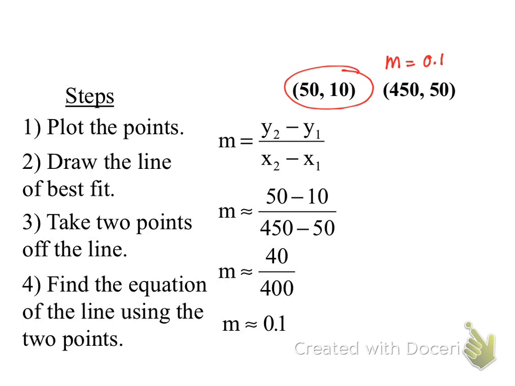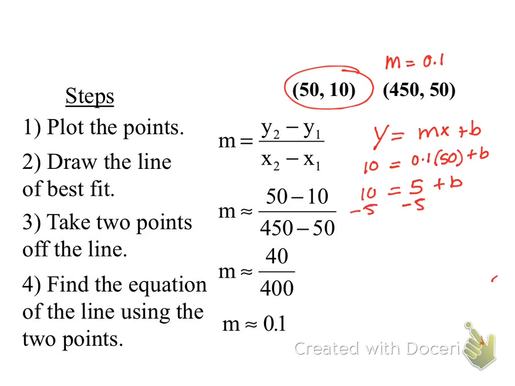So it's your choice. When I do y equals mx plus b, I'm going to show you both ways today. This is using solving for b. I'm substituting in the y is 10 equals 0.1 times my x is 50 plus b. So I get 10 equals 5 plus b, subtract 5, and 5 equals b.